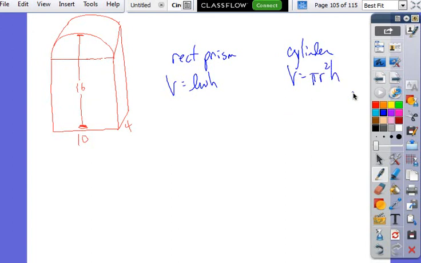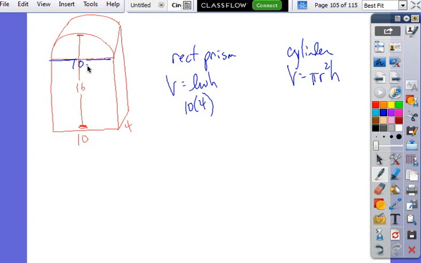Here's where we've got to be able to figure out the parts. The 10 and the 4, there's my length and width, that's the bottom. The question is, what is the height? You can't just do 16 minus something yet. You've got to find the radius first. Since 10 is the diameter of the circle, this 10 down here is that 10 right there. Those are the same. So that tells me the radius that I need is 5.